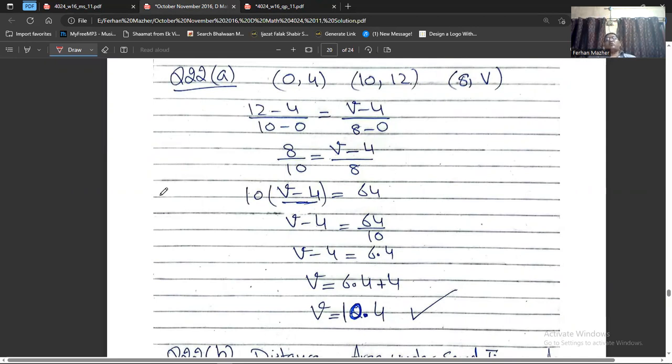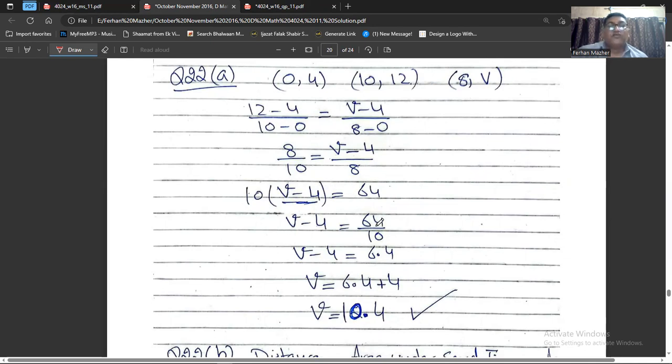So I will apply the formula for the gradient, and that is y2 minus y1 divided by x2 minus x1. In other words, v2 minus v1 divided by t2 minus t1. That will be 12 minus 4, the whole thing divided by 10 minus 0, equals v minus 4 divided by 8 minus 0. So this will be 8 by 10 equals v minus 4 divided by 8. Cross multiply: 10 times bracket v minus 4 bracket close equals 64.